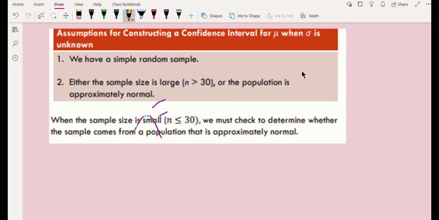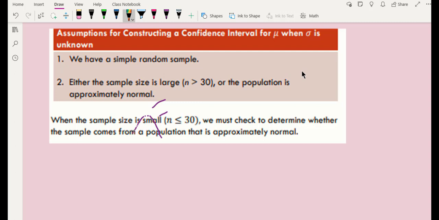A couple of things we have with our assumptions. We have a simple random sample, and either the sample size is large, meaning it's greater than 30, or the population is approximately normal.